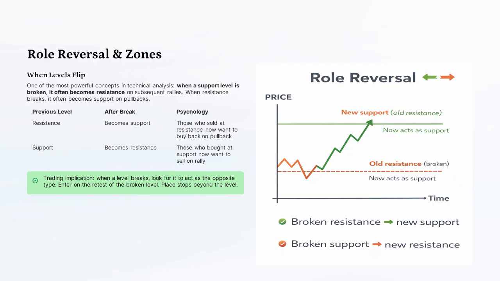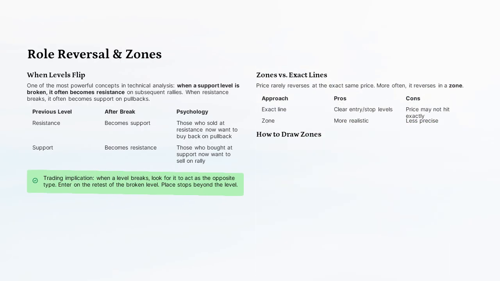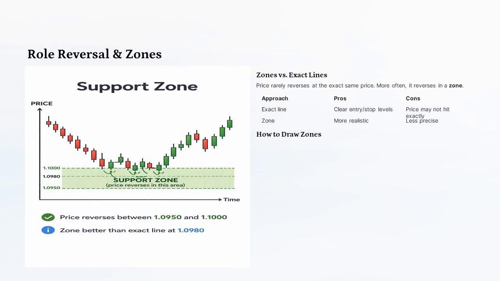The opposite is also true. When a resistance level is broken, it often becomes support on subsequent pullbacks. The trading implication is clear. When a key level breaks, don't assume the move is over. Look for the broken level to be retested. Enter in the direction of the break on that retest. Place your stop just beyond the broken level.